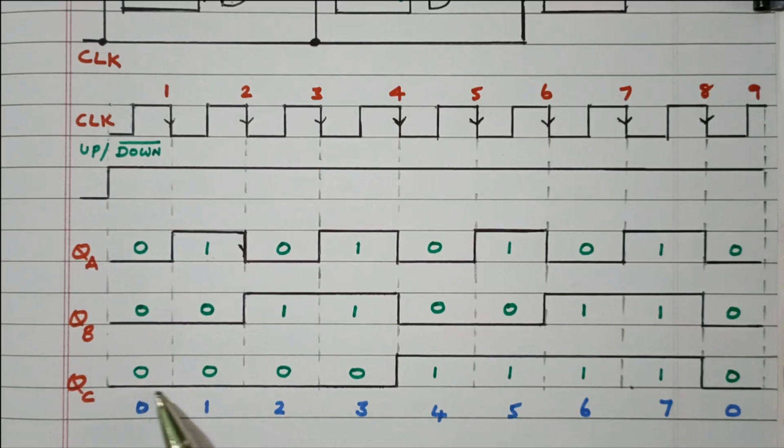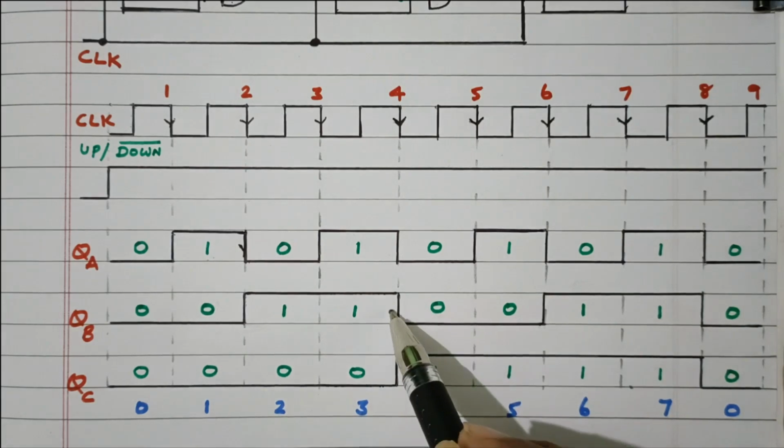Now the third flip-flop, QC. QB is connected as an input to the third flip-flop. So based on the QB value, the output of the third flip-flop will change. See here 0, no change. Here also 0, no change. This is the rising edge. So here 1, so due to the 1, it changes from 0 to 1. Now again it is 0. Here it is 1. This is the negative edge.